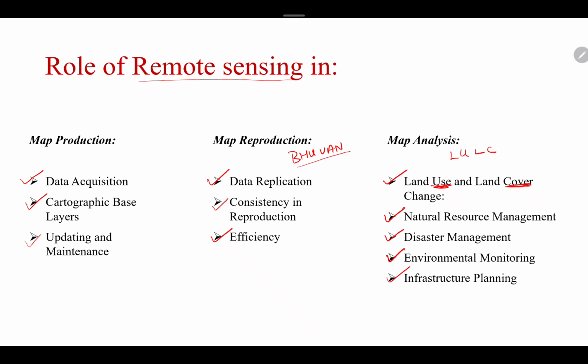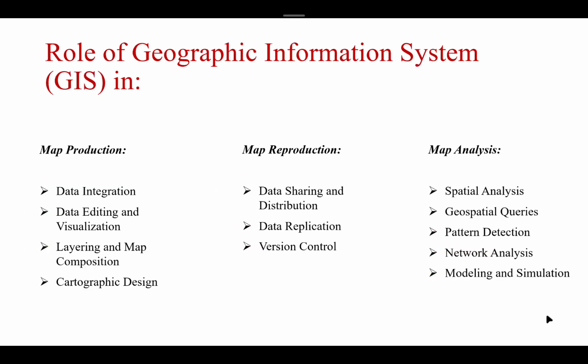Then we have infrastructure planning. In order to build anything, we need to analyze, we need a lot of planning that needs to be done. So for this planning, we need good maps, and remote sensing helps us to make good maps with which we can plan roads, we can plan cities, we can plan the basic infrastructure development. So this was the role of remote sensing.